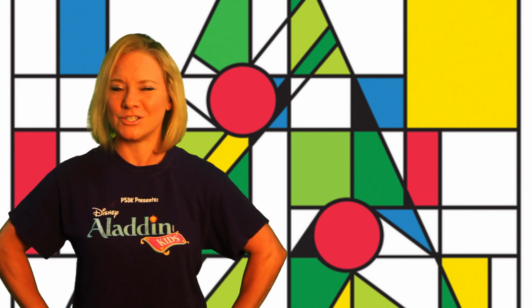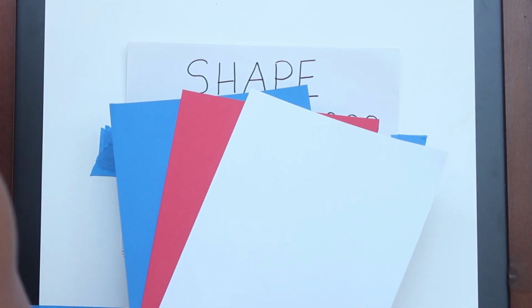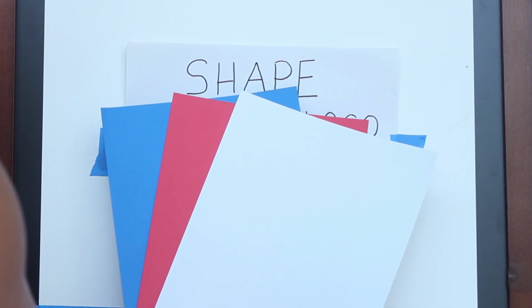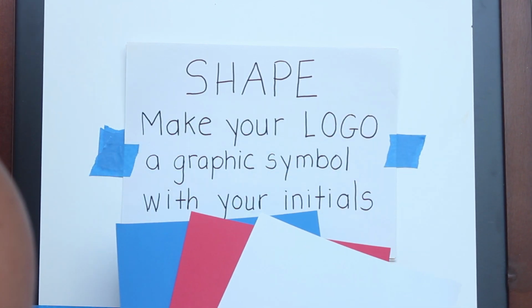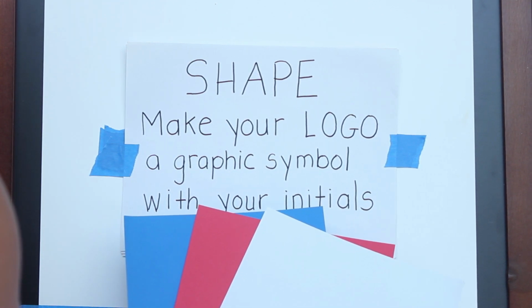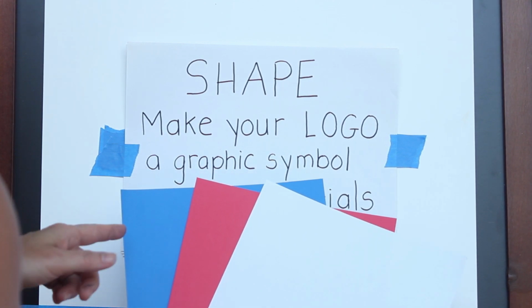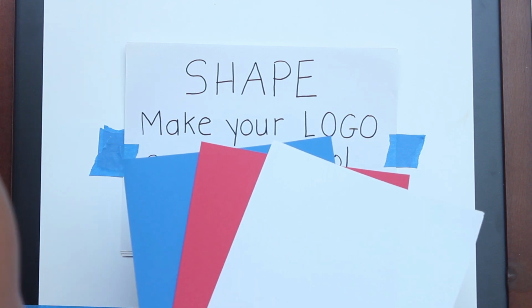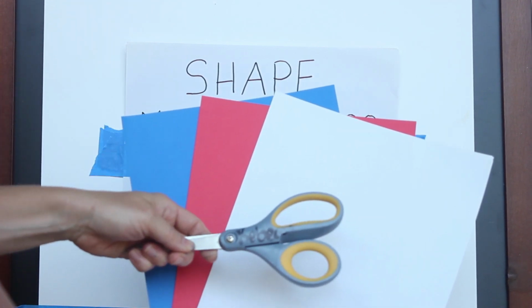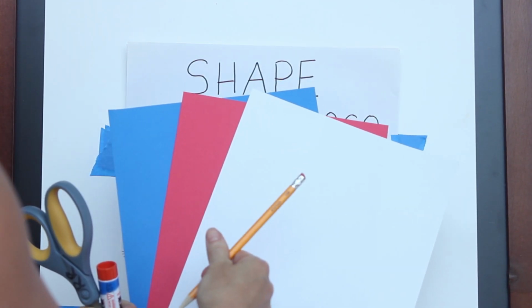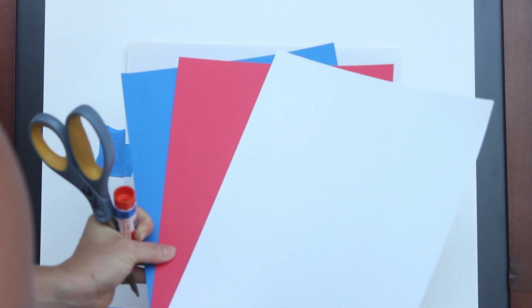Now, would you guys like to try it out and get started? Let's go. This lesson is for high school students. We're focusing on shape. And we're going to create a logo, which is a graphic symbol, using the initials of your name. Today, you're going to need 2 colors of construction paper, any color, and 1 piece of white paper. You're going to need scissors, a glue stick, and a pencil. Okay? So let's get started.